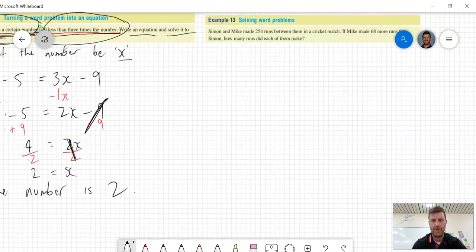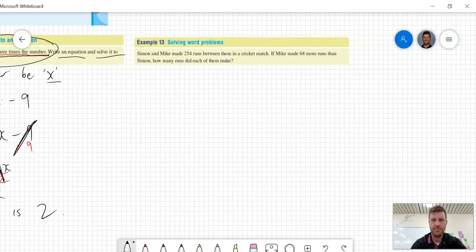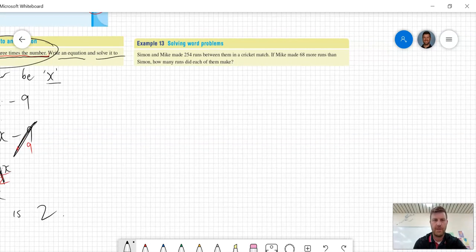Okay, that was one example. I'm going to move to a separate example now, which is probably just as challenging. The opening problem seems a bit easier, but let's have a look at it. Simon and Mike made 254 runs between them in a cricket match. If Mike made 68 more runs than Simon, how many runs did each of them make? So, we're asked to find out how many runs each player makes in a game of cricket.